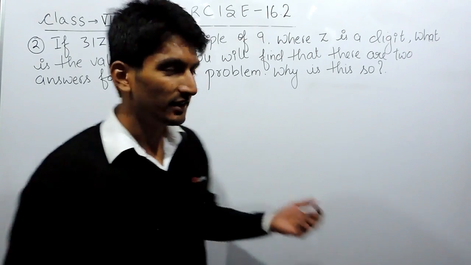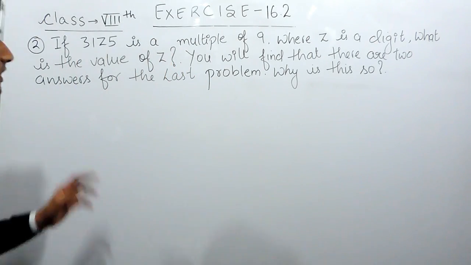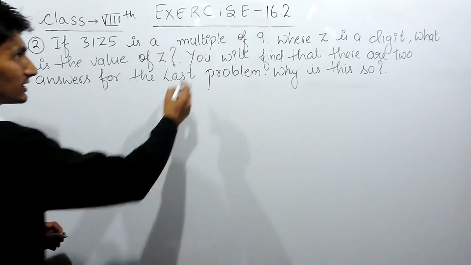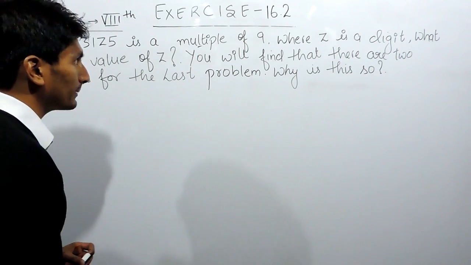Hello everyone, in this video we are going to solve question number 2 of exercise 16.2. In this question it is given that if 31z5 is a multiple of 9, where z is a digit, what is the value of z? You will find that there are two answers for the last problem. Why is this so? Okay, now I have already discussed what is the meaning of multiple.